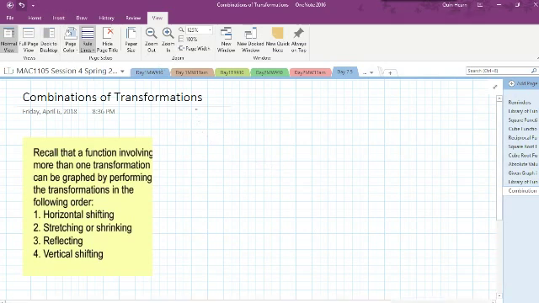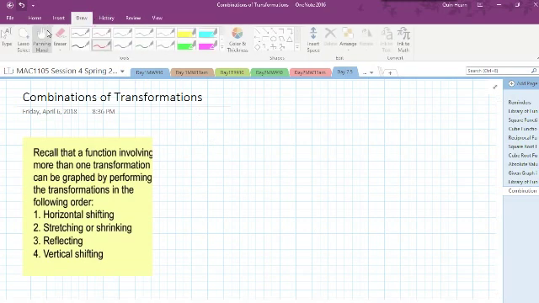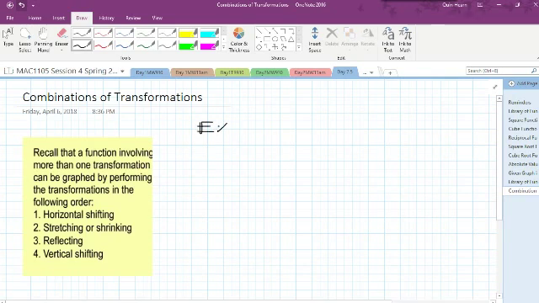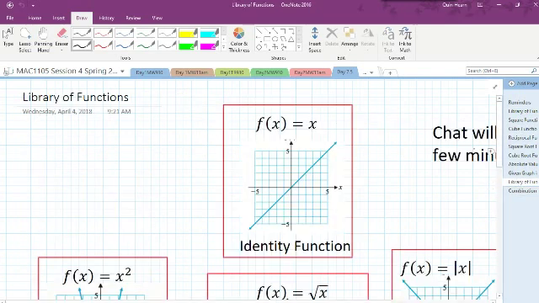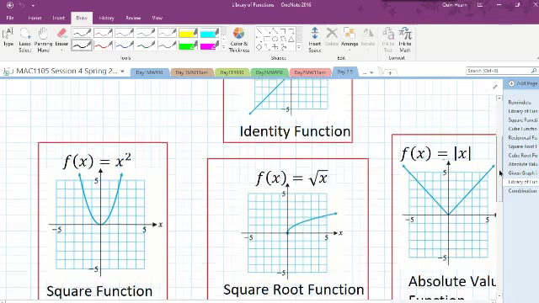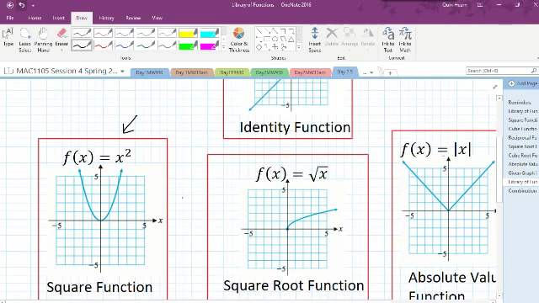It'll be something that has a parent function from our library of functions. So for example, what if I asked you to graph f of x equals 2 times (x plus 1) squared? Since I'm not just giving you the graph but the equation, the first thing you need to do is identify which parent function from our library of functions. The key here is the square, right? So it must be a variation on the function x squared.